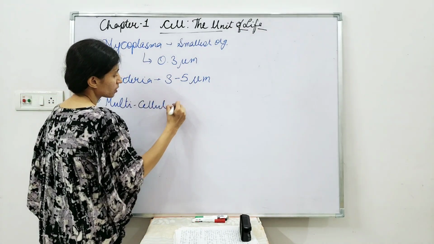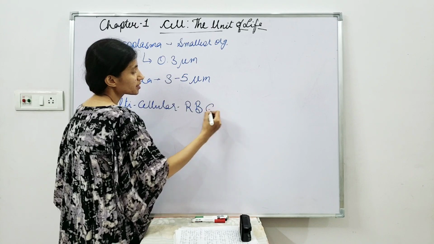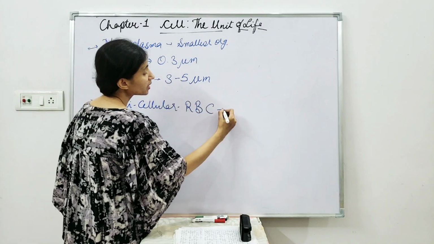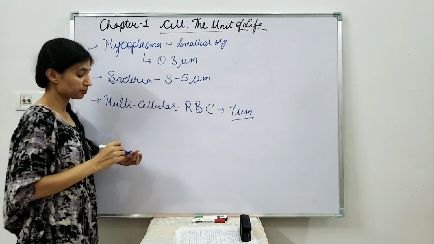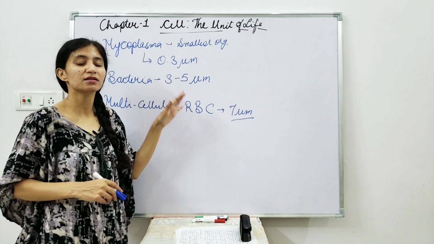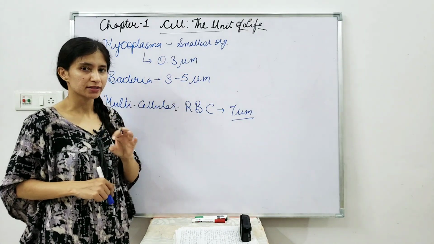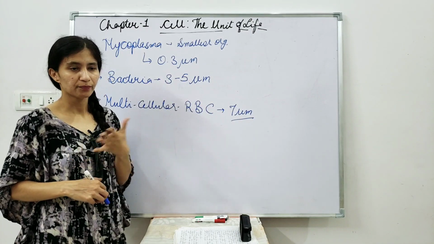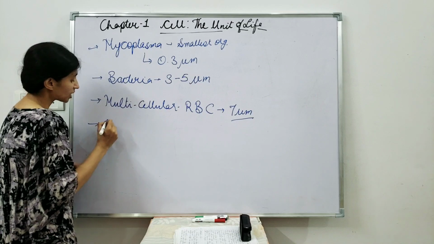In multicellular organisms, if you look at the size of the RBC, the red blood corpuscle, it is 7 micrometer, which means it is much bigger than the bacteria and the mycoplasma in comparison, but still you can't see red blood corpuscles with your naked eyes, because it is still not in the visible category.